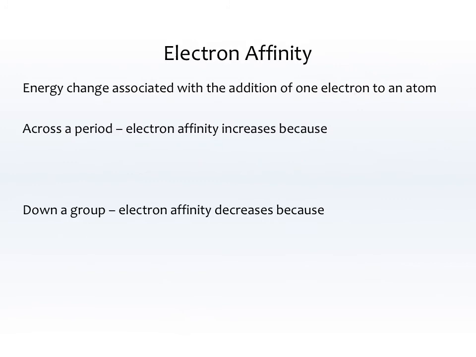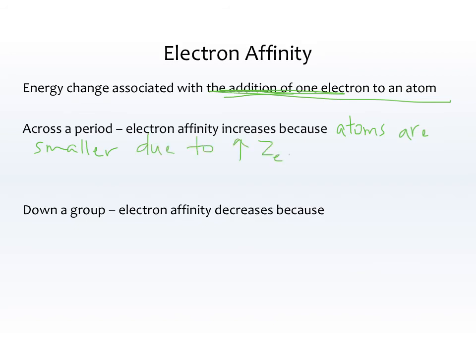We have electron affinity. That's the energy change associated with the addition of one electron to an atom rather than the removal of an electron, which is ionization energy. Across a period, the electron affinity increases because atoms are smaller, due to a greater effective nuclear charge, and gained electrons will be added closer to the nucleus.